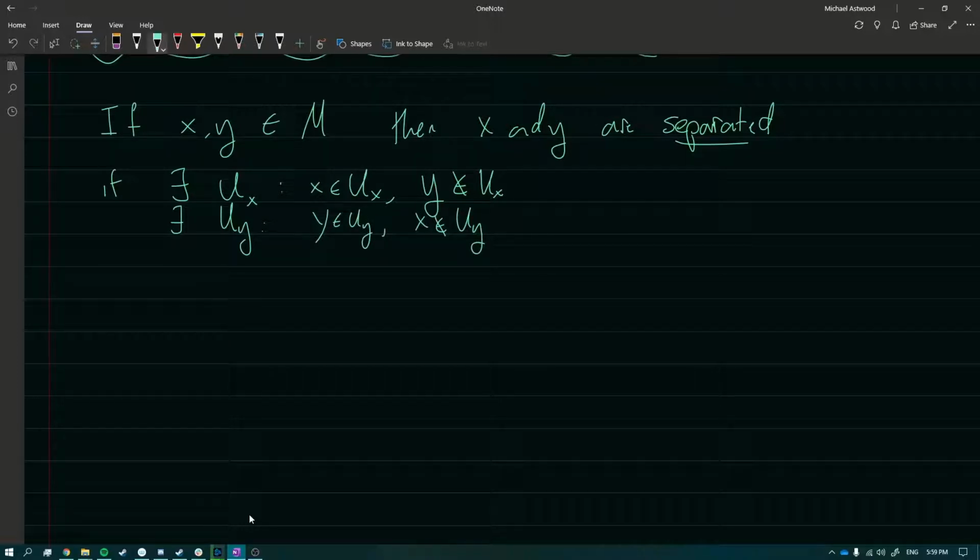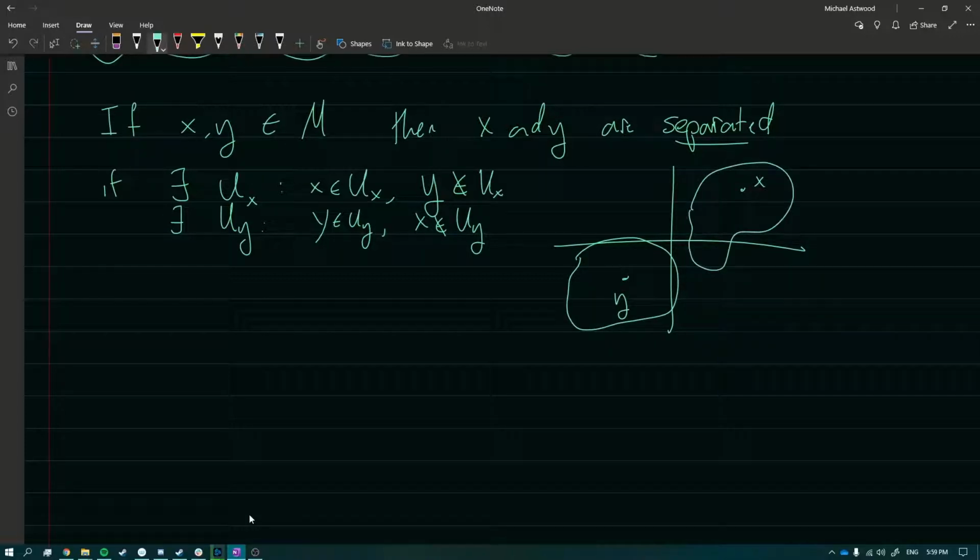So this is saying that if you have 2 points x and y, then you can surround them in neighborhoods which do not intersect. Or weakly, you can surround them in neighborhoods which are not neighborhoods of either point. So x has a neighborhood which is not a neighborhood of y, and y is in a neighborhood which is not a neighborhood of x. So that's what separated means.